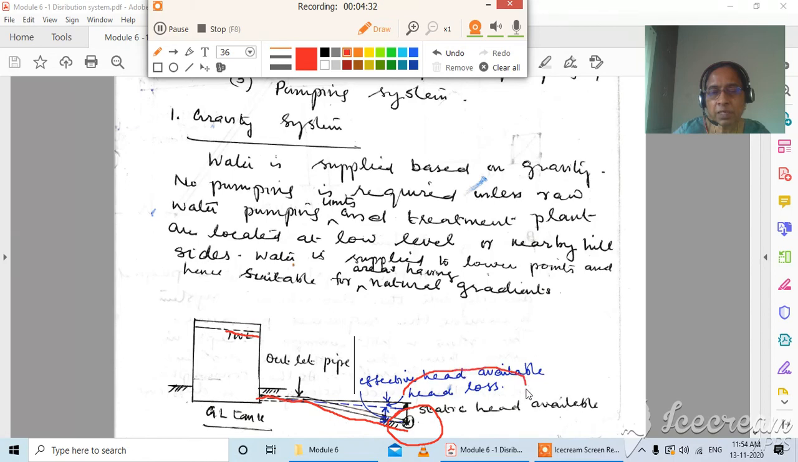We know that there is a head loss. When the water is passed through a pipeline, through a conduit, there will be losses. First the minor loss is there, then again the friction loss is there. How to calculate the friction loss we know, and how to consider the minor loss, that also we know. So that means the effective head available is this much only.